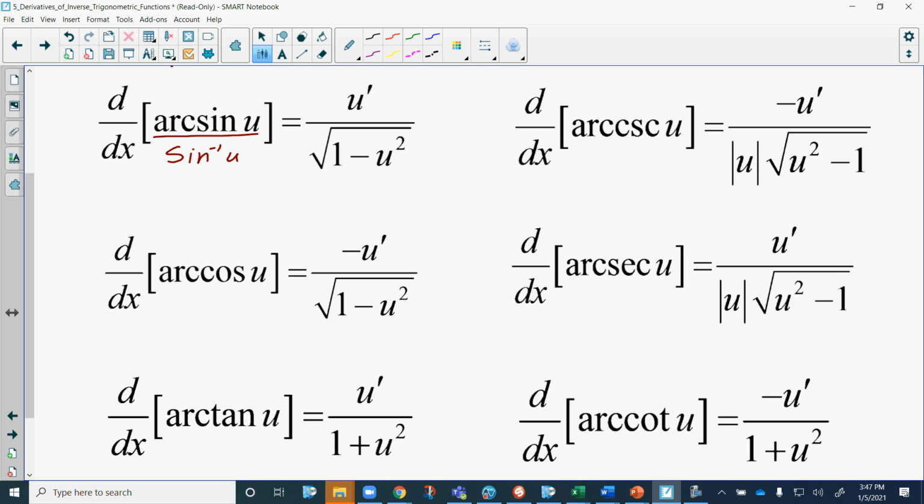It's just another way of showing the inverse. It's kind of a personal preference. Some people just like one way versus another. For instance, I prefer sine inverse of u as opposed to arc sine u.